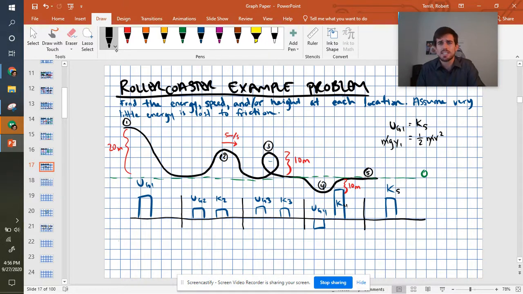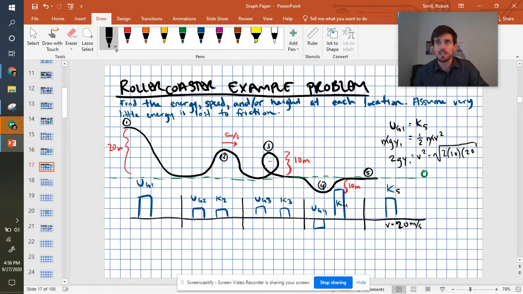If I want to figure out what the velocity is down here, I'm just going to multiply both sides by 2. So that gives me 2gy1 equals v squared, which means if I square root 2 times acceleration due to gravity, 10, times y1, 20, I'm going to end up with a velocity at this point right here. My velocity is going to be equal to 20 meters per second. And I can also say, I actually don't know exactly how much energy I have. I know that I have mass times gy, but I can't figure out an exact value.